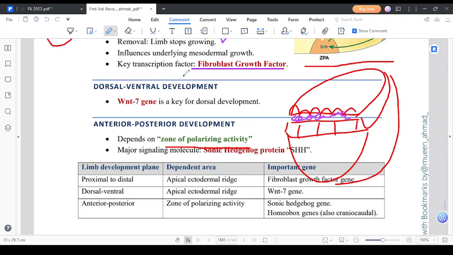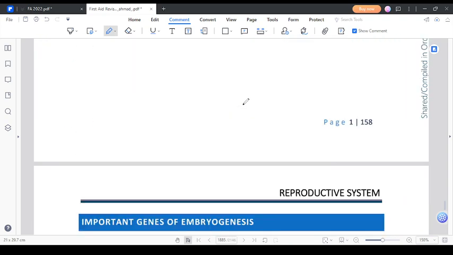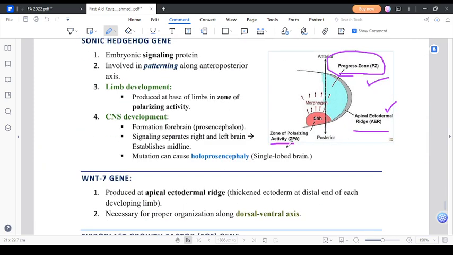Then the dorsal to ventral development, which means the palmar surface and the dorsal surface of the hand. The development in this axis is dependent on the WNT7 gene, and that is the key for the dorsal development. And then anterior posterior development depends on the zone of polarizing activity. This one, the ZPA. The zone of polarizing activity will determine which limb is going to grow from the bud which has sprouted out of the embryo.